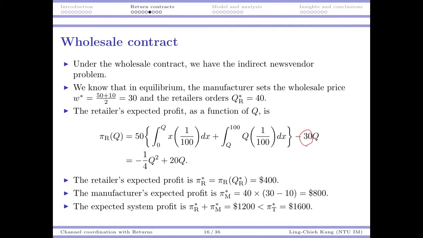The manufacturer gets 800. In total, it's $1,200. That's smaller than the maximum or the system efficient total profit. Previously it's 1600, now it's just 1200. So wholesale contract is inefficient.